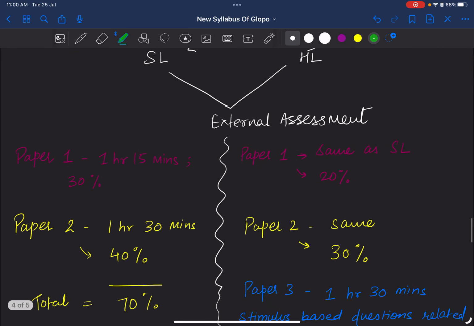Now there are 2 kinds of assessments, external assessment and internal assessment. First, let's talk about external assessment. Now this is for SL, this is for HL, right? Now SL and HL paper 1 will remain the same, okay? There is no change in paper 1. It will remain 1 hour 15 minutes. SL will have 30% as its weightage, and HL will have 20%.